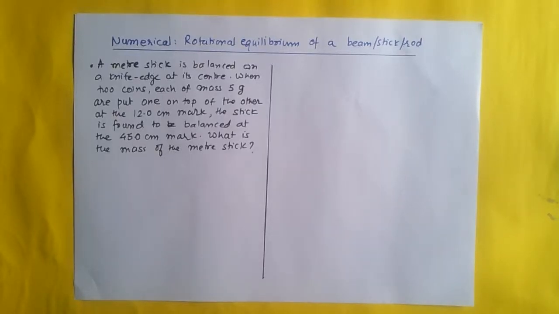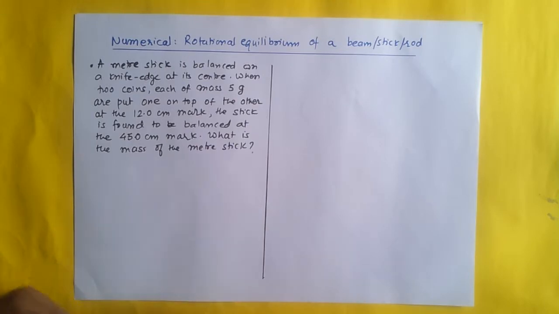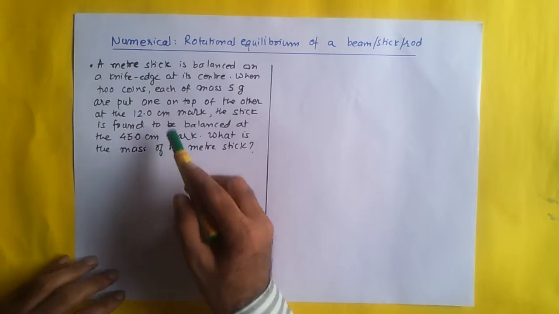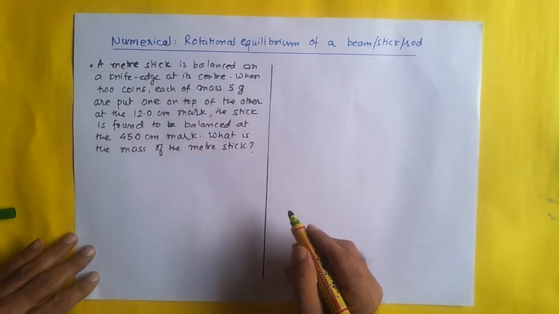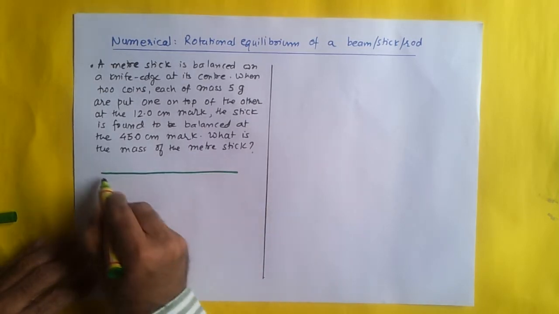Here is one more question on rotational equilibrium, and in this question we will be looking at rotational equilibrium of a beam or a stick or a rod. In this question we have a meter stick and it's balanced on a knife edge at its center. So let us say this is the meter stick.